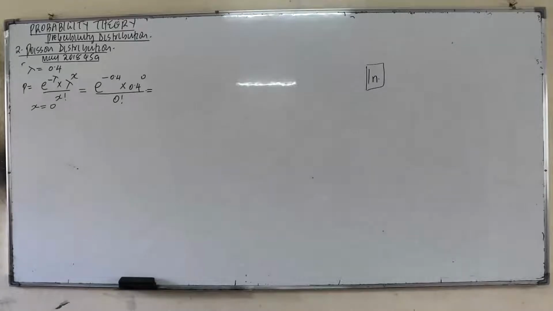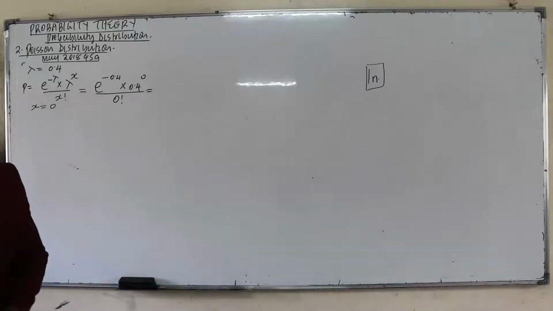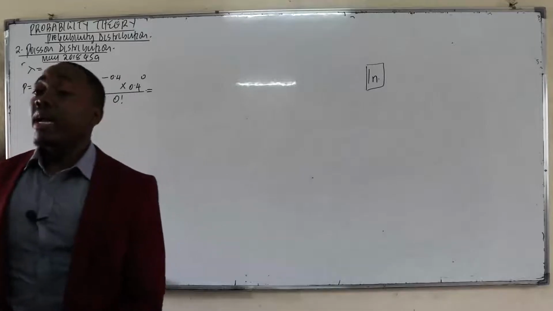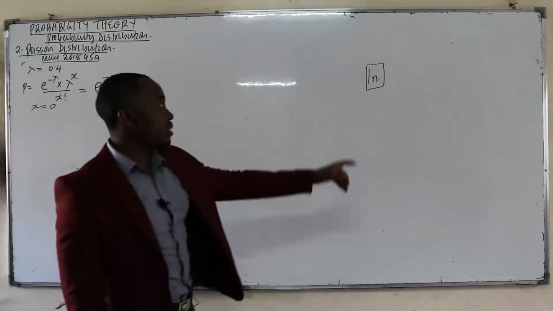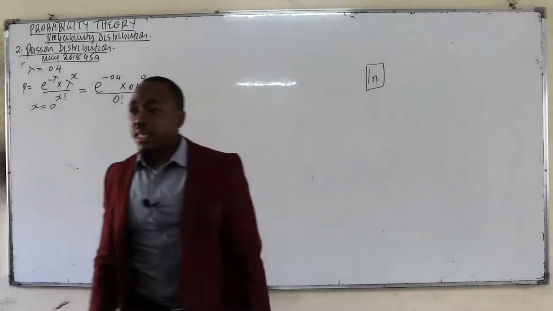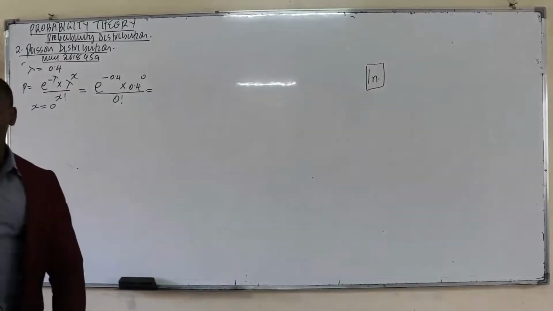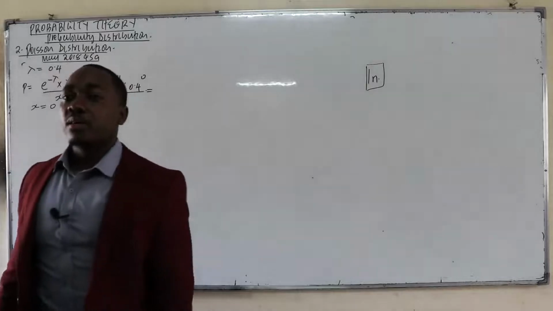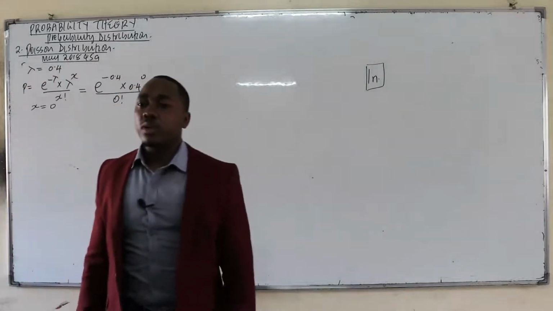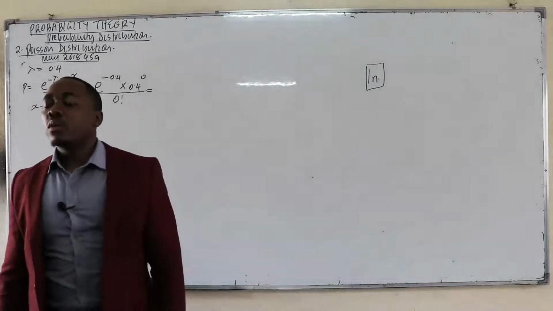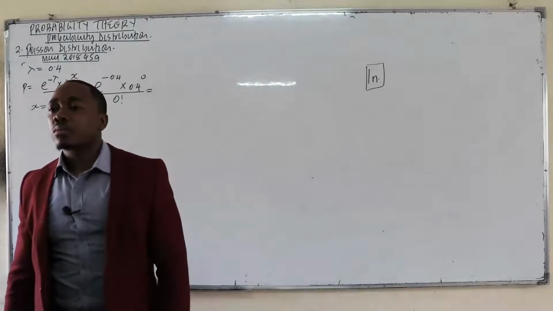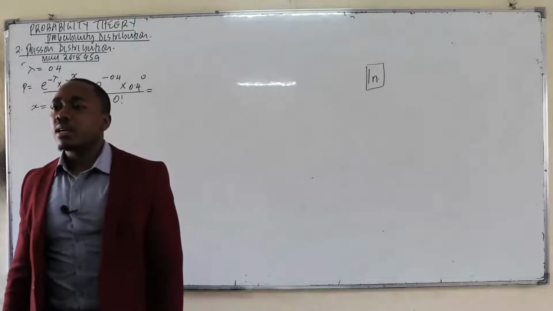I want us to put E: shift, natural log, you get E. Now raised to power negative 0.4 equals. You get syntax error, right?